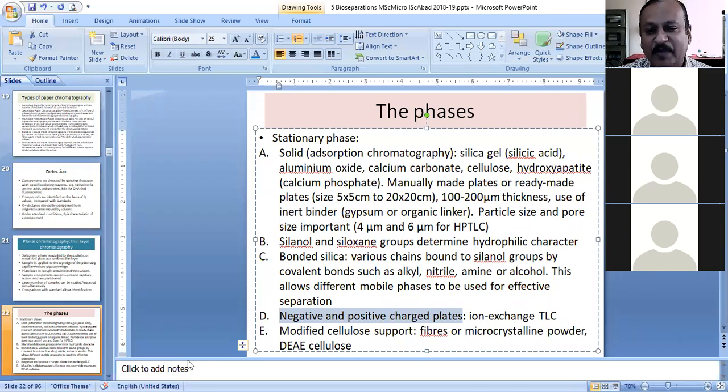And when these different groups are present, then we can have a type of TLC which is called ion exchange thin layer chromatography, because basically the interactions happening on the surface are based upon the charges.